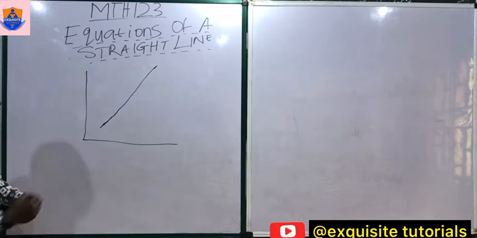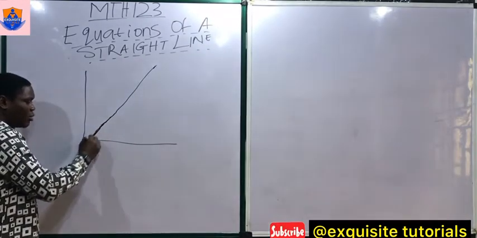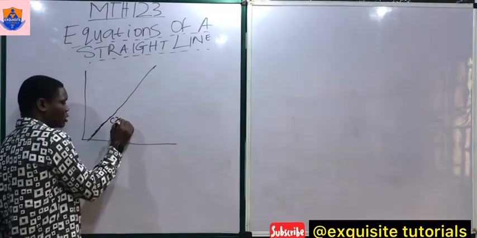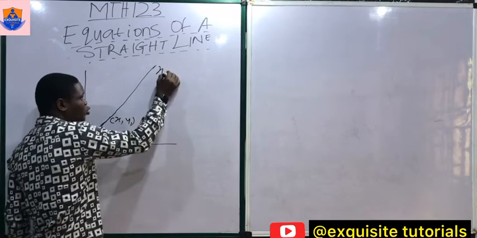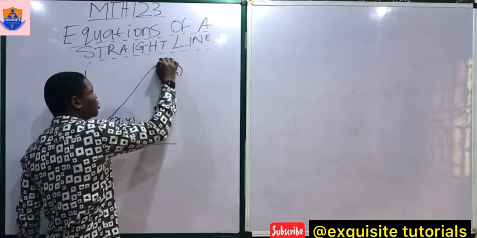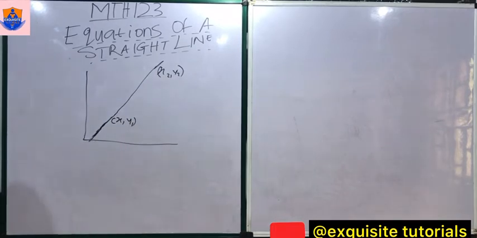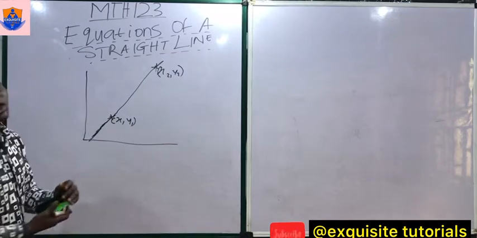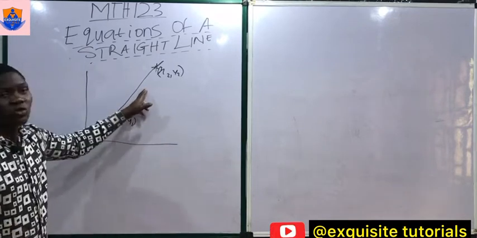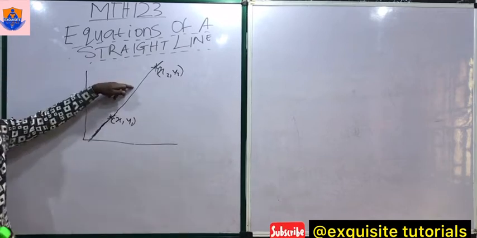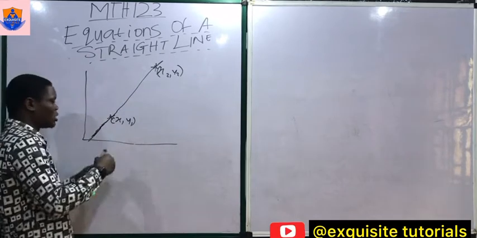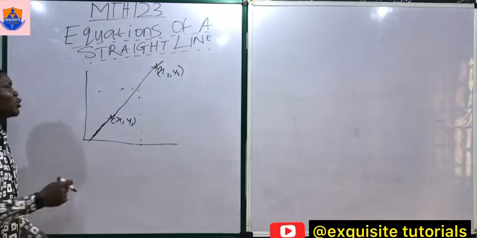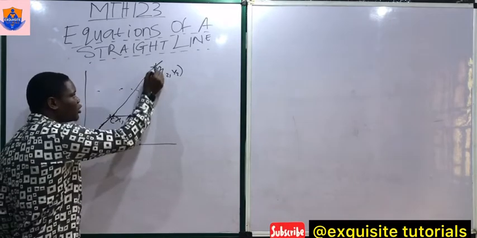There's something we call the gradient of a straight line. Now this is a straight line passing through the points x1, y1 and x2, y2. Because this is a straight line, for every x I put here, there is a corresponding y on this line. So if I choose any point here, there must be a corresponding y. But first of all, let's talk about the gradient of this line.